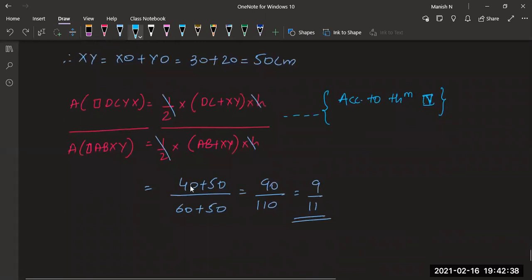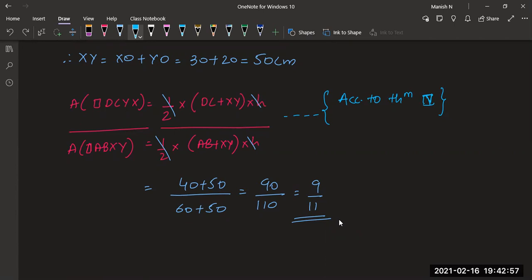AB was given as 60 and XY is 50. DC was 40, XY is 50. So 90 by 110, which is just 9 by 11. So it was a very simple sum. If you just look at the diagram, you would be able to get that ratio using the midpoint theorem.